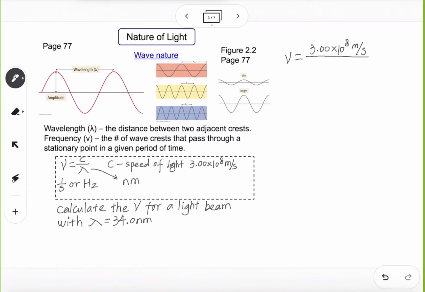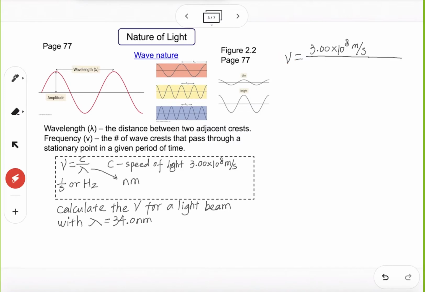Okay. The bottom would be the wavelength. One thing I do want to remind you is the unit. Remember, the speed of light, the unit is meter per second. And for the wavelength, the unit is nanometer. So we have to be consistent to cancel the meter, okay? To cancel the meter or nanometer to get the second, 1 over second, which is the unit for frequency.